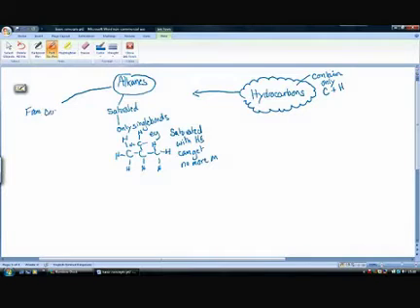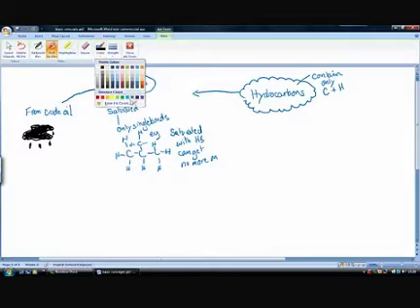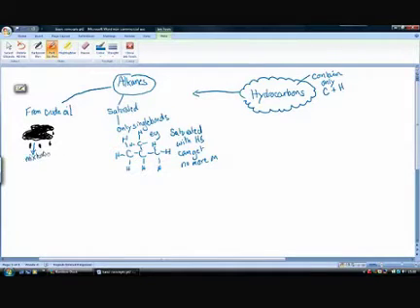Now, alkanes come from crude oil, and crude oil is a mixture of lots of different size hydrocarbons, and before it can be used, we need to separate those different size hydrocarbons, and we can do that by a process called fractional distillation.